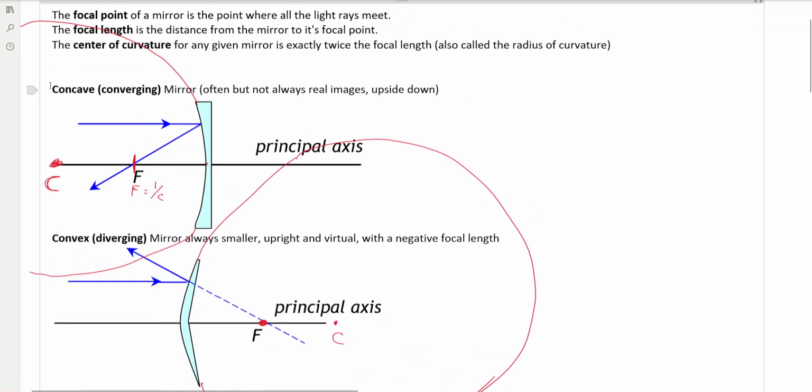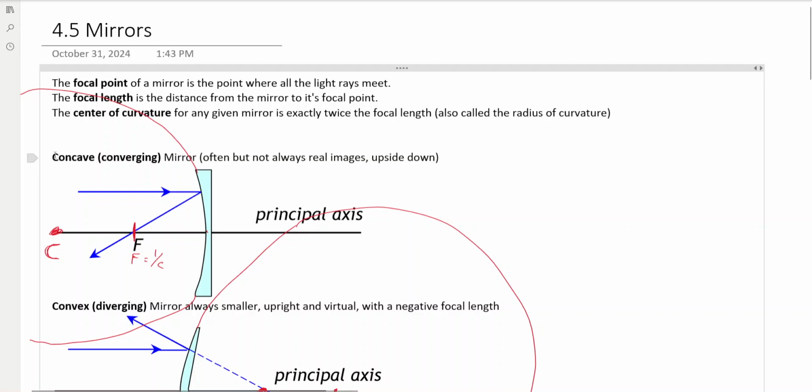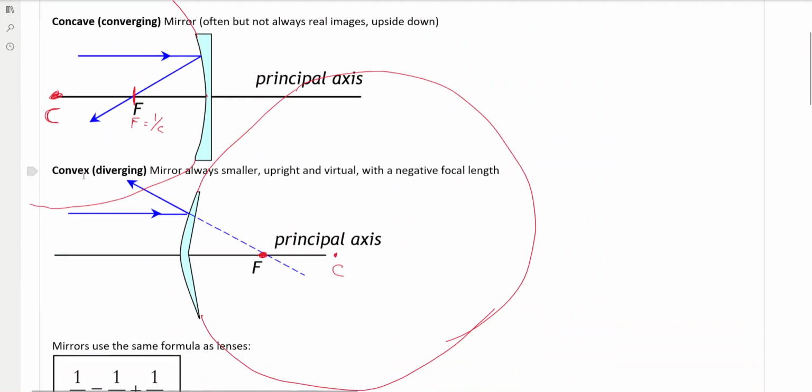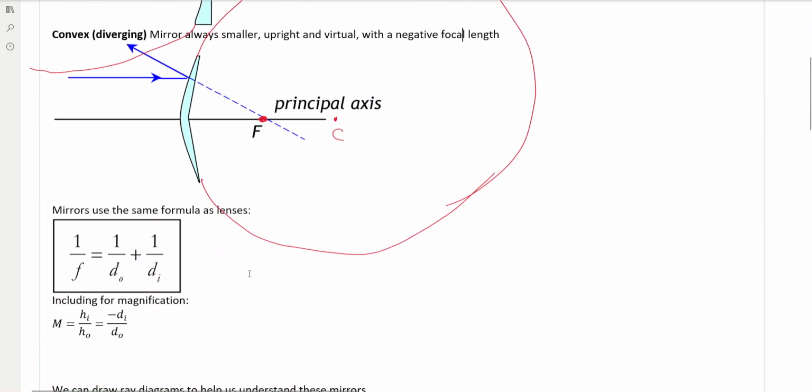But I also want to point out something compared to lenses. Concave mirrors are converging. So that's opposite of what a lens is. On a lens, convex is converging. On a mirror, concave is converging. And convex is diverging on a mirror. And obviously, again, that's the opposite for a lens. Concave is diverging on a lens.